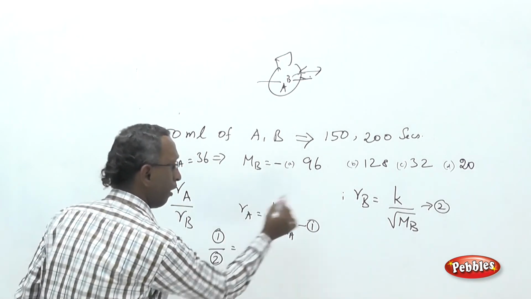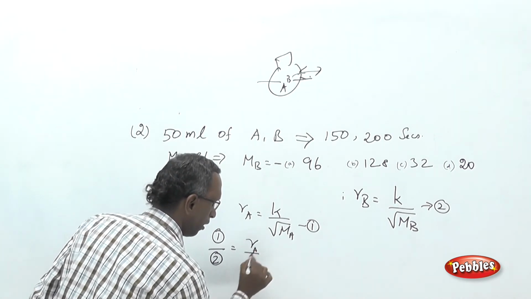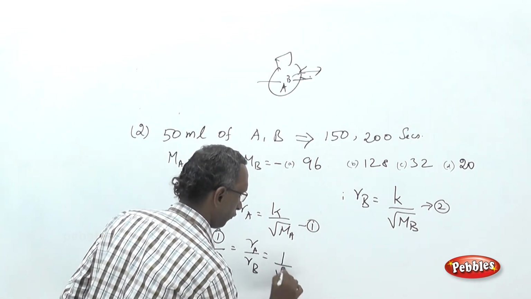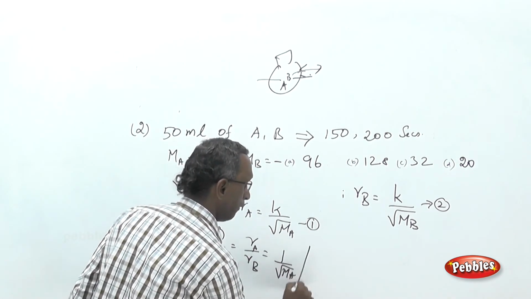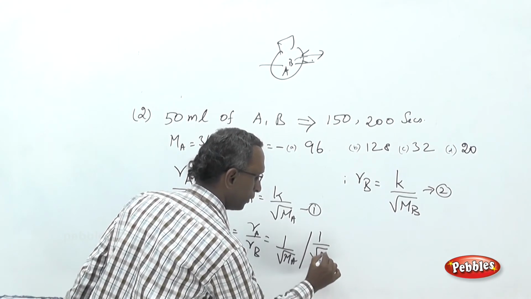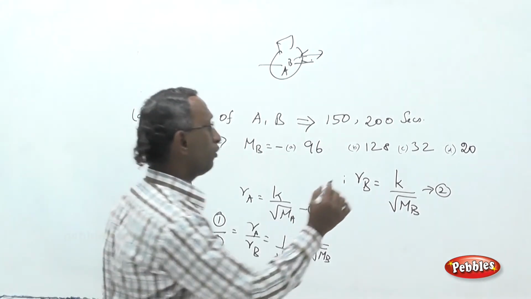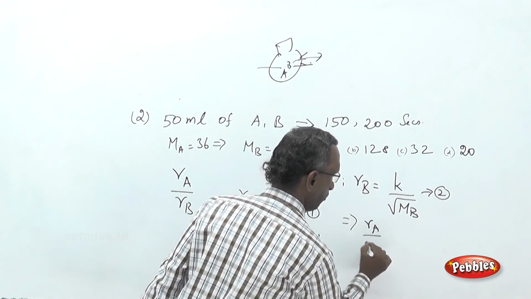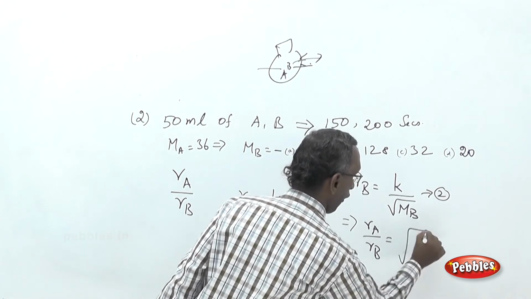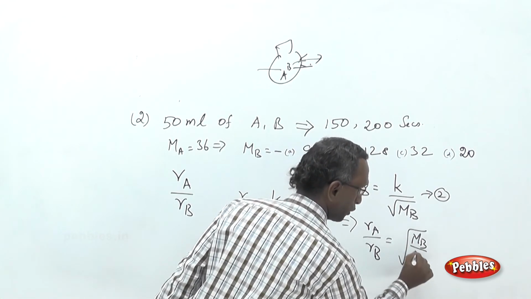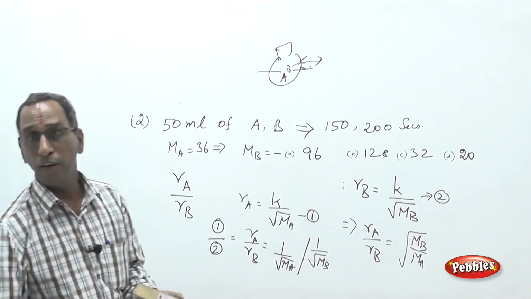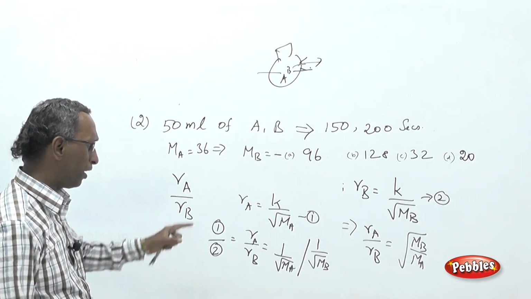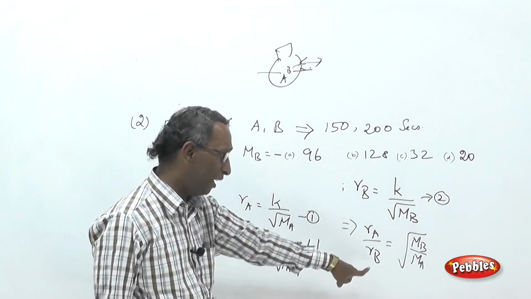On the left side you divide RA by RB. On the right side, 1 by root of MA divided by 1 by root of MB. So RA by RB equals root of MB by MA. Being inversely proportional, the denominator goes to the numerator, giving MB by MA. This is just the application of Graham's law for the individual gases, and you have to note down the net result.